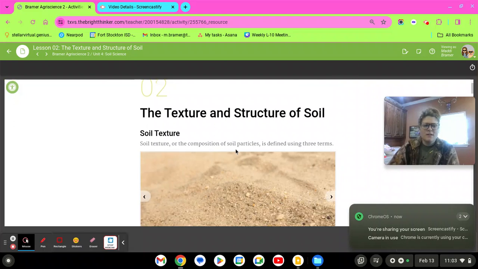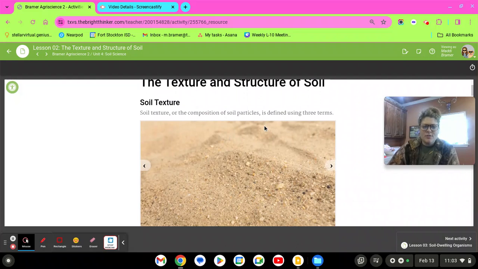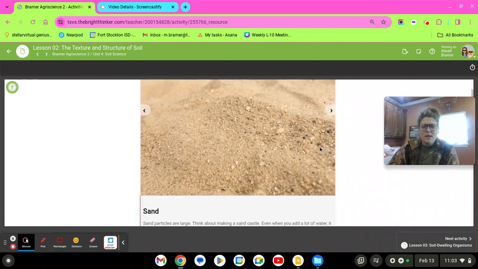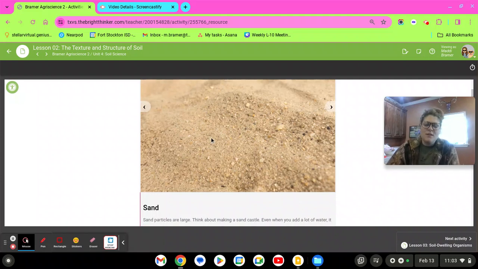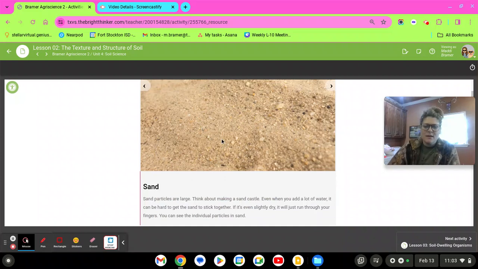All right, so for lesson 2, we're talking about the texture and the structure of the soil. Soil texture is going to combine a whole bunch of different particles, and it's determined with 3 terms. So there's sand or sandy soil. So you should know what sand is. If you've been at the beach, even if you're not at the beach, you may see sand some places around you. That's just depending on the soil type. So sand particles are large, and when you add a lot of water, it's hard to stick together.